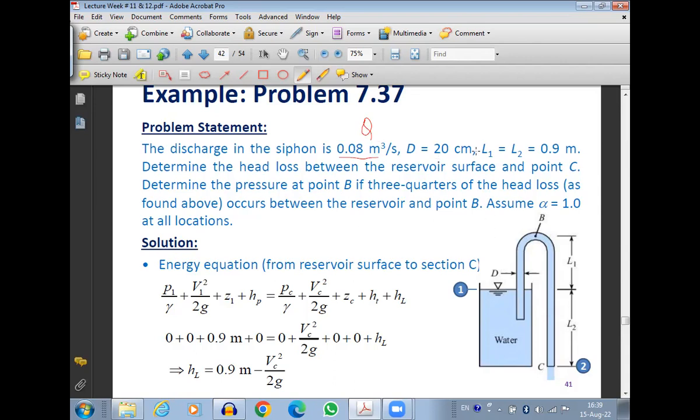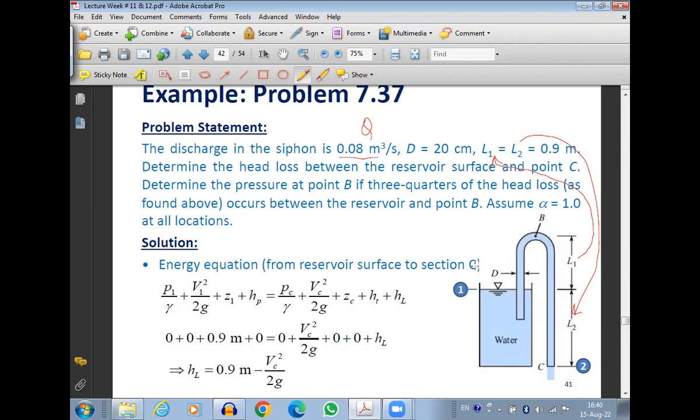Diameter is 20 centimeter, L1 and L2 are 0.9. It is mentioned here, this is L1, and L2 is this.